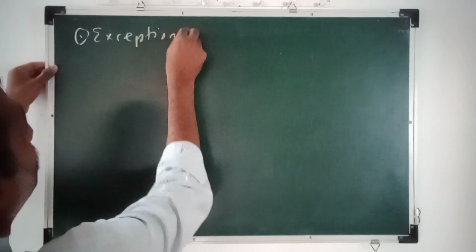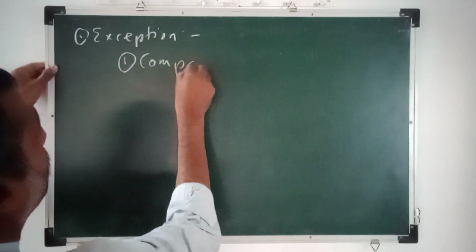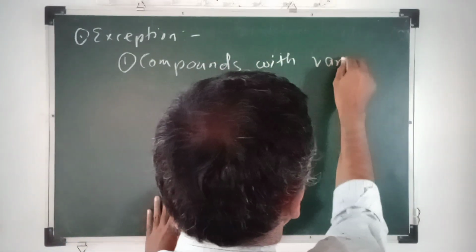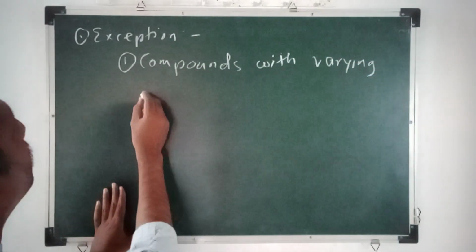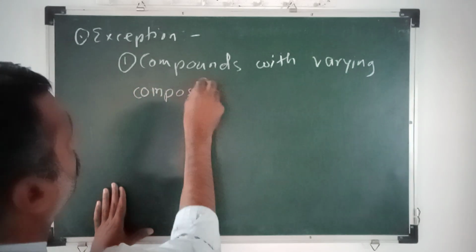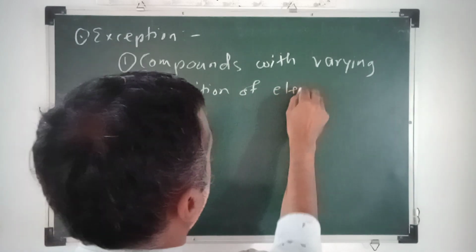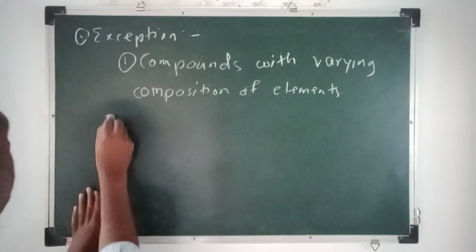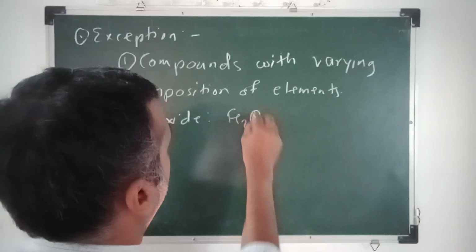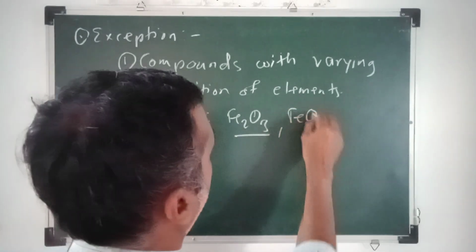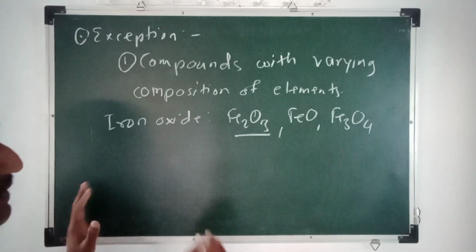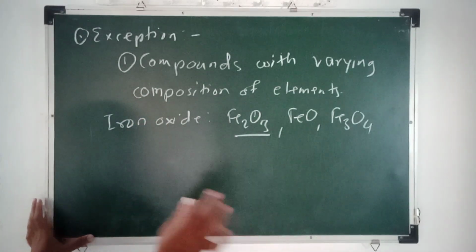The first exception for this law is compounds or mixtures of compounds with varying proportion or varying composition of elements. I gave the example of iron oxide. Suppose we synthesize it, and even though Fe2O3 is the major product, it may consist of FeO and Fe3O4. So the ratio of iron to oxygen in that mixture is not identical.